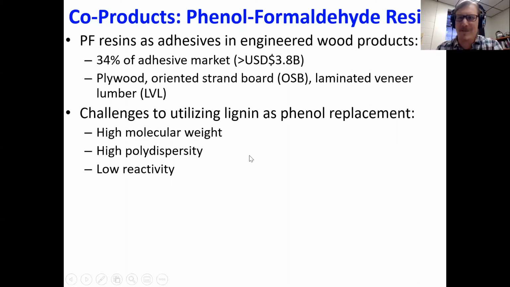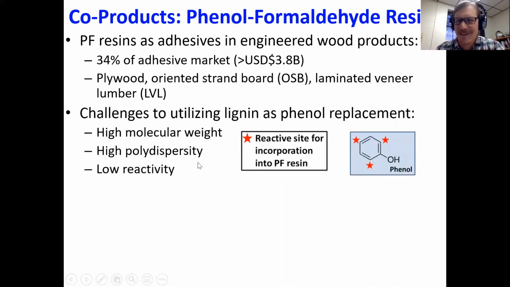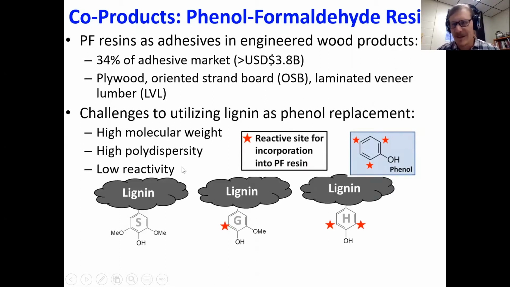So just highlighting what we mean by this low reactivity. So you can see here, this is phenol. So one aromatic ring for phenol can have 3 reactive sites where it can react with formaldehyde and be incorporated into the resin. Contrast that with lignin. So lignin, an individual polymer with one free phenolic group as the end group, may be able to have either 0 if it's a syringyl monomer, 1 site if it's a guaiacyl monomer, or 2 sites if it's an H monomer. And so that's only if it's an end group.